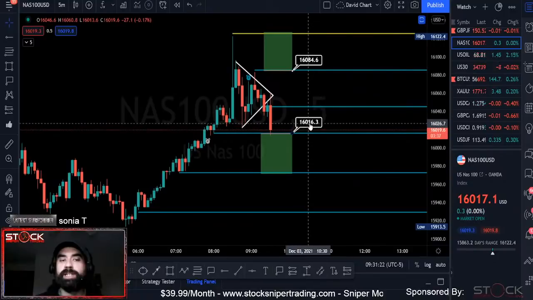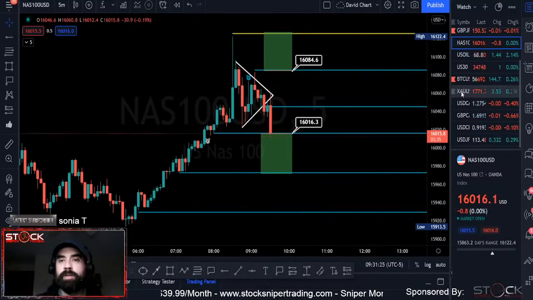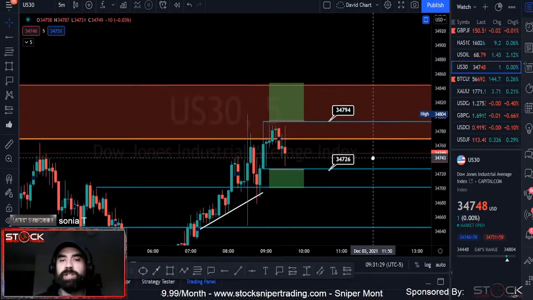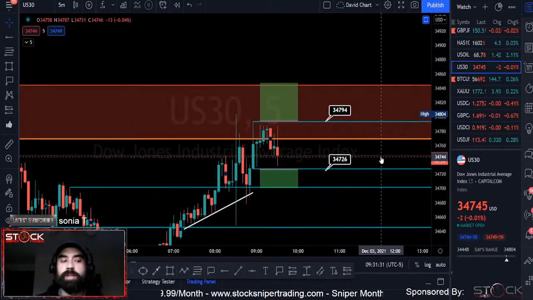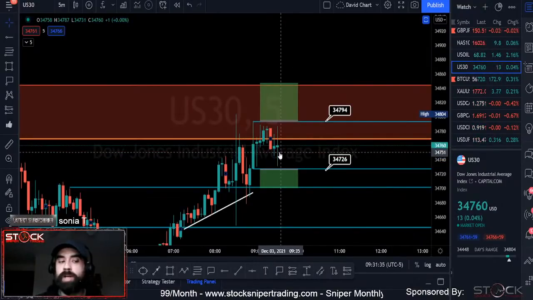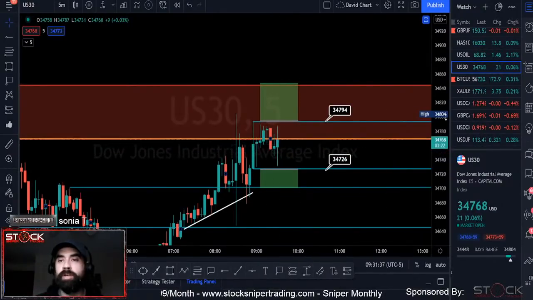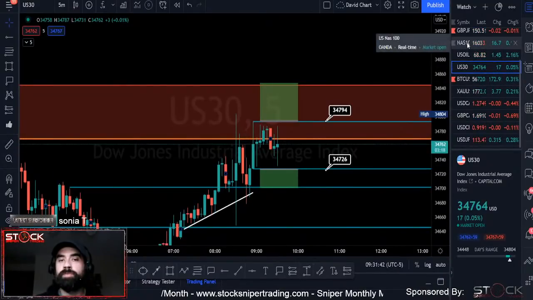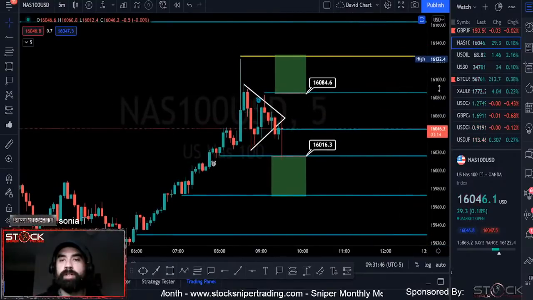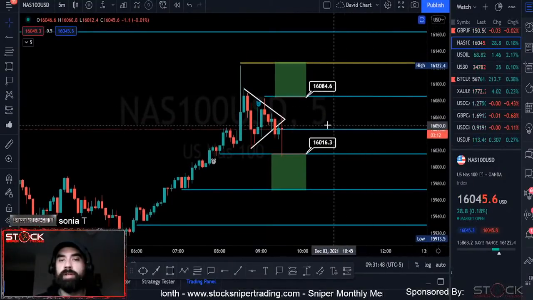Nasdaq is approaching that 16,060 mark right now. US 30 is trying to flip. Indecision, guys. Indecision right now in US 30. It's right in that key area. So just watch, monitor this, look for the overall opportunity. Let's check out Nasdaq too. I'm watching both. Indecision as of right now, still a little bit of indecision.